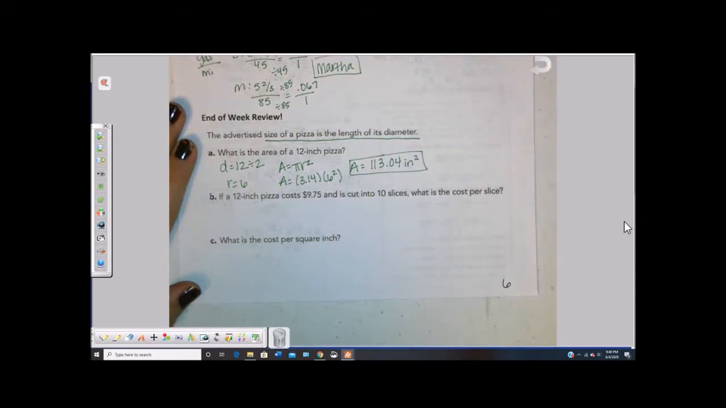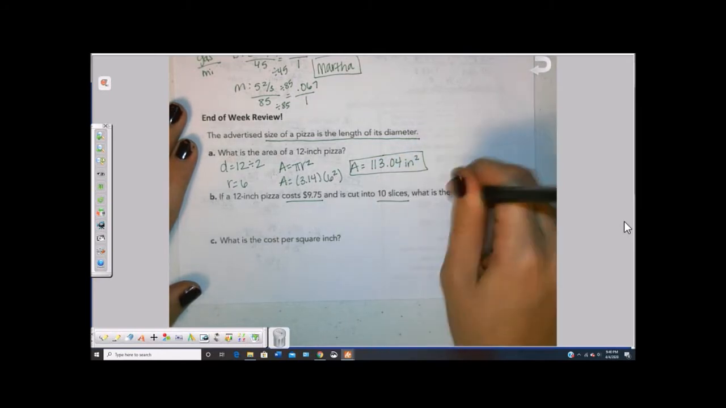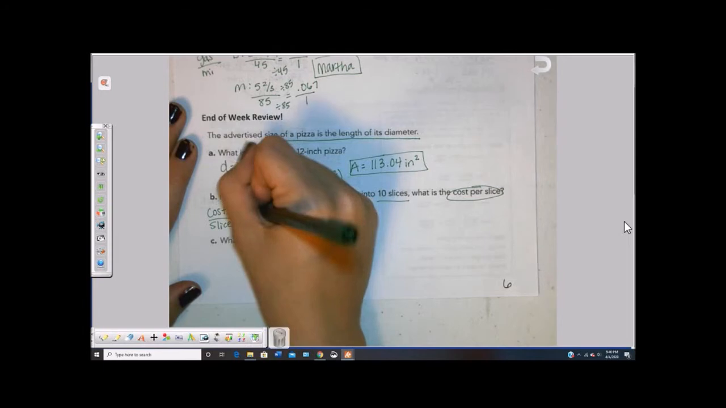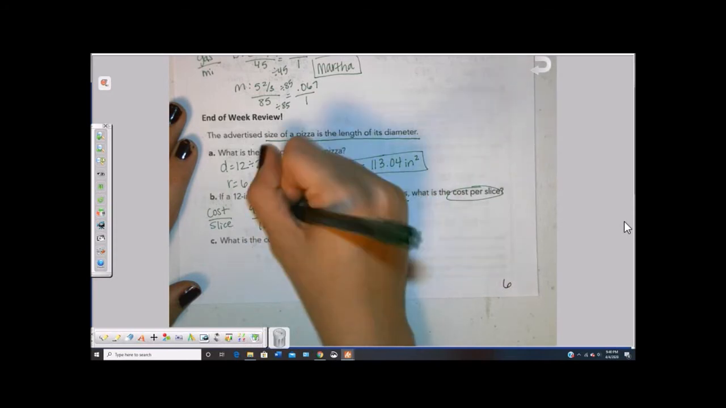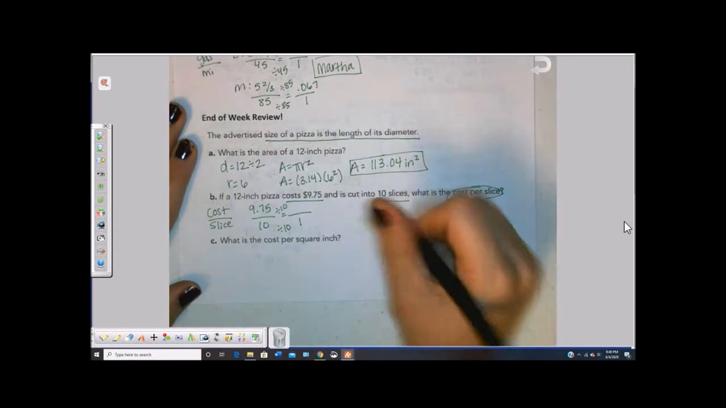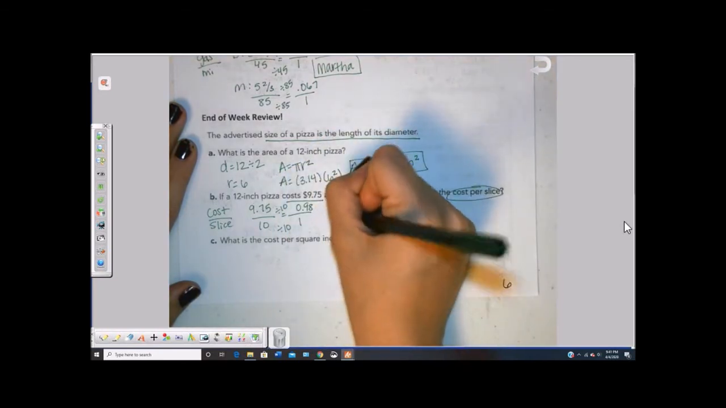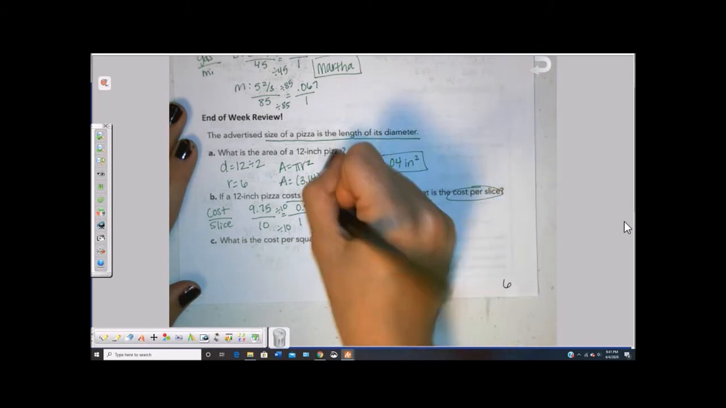B states if a 12-inch pizza costs $9.75, and is cut into 10 slices, what is the cost per slice? So we're going to have cost on top and slices on the bottom. So 9.75 over 10 equals blank over 1. Divide by 10 on top and bottom. And in a rounded form, you get 0.98 because we're talking about money here. So it's 98 cents per slice.